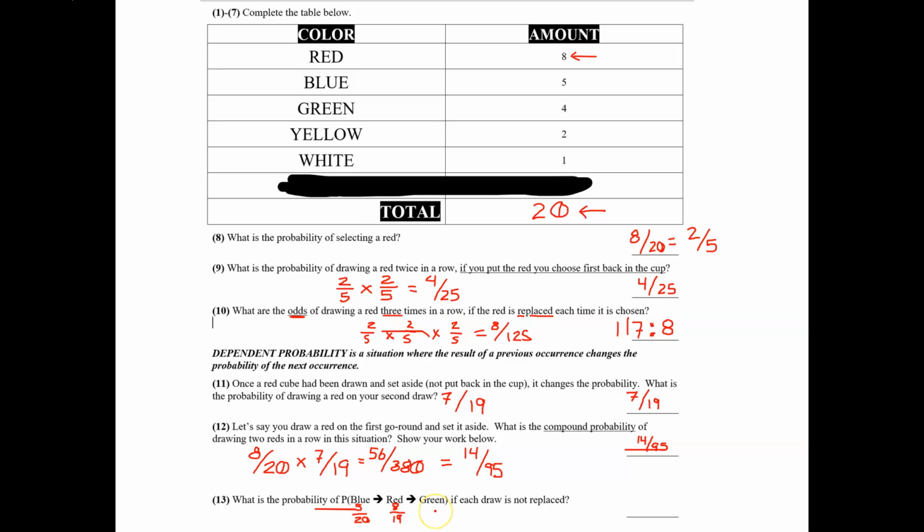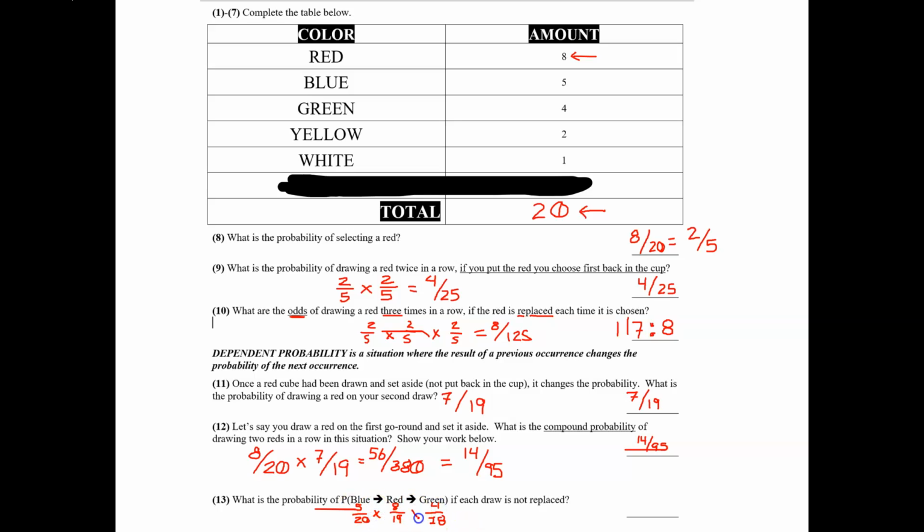Third draw, we've taken the blue out, put it to the side. We pulled the red out, put that to the side. Now there's 2 cubes missing. So now we're down to 18 cubes total in the cup. And how many of those are green? 4. So there's our math.